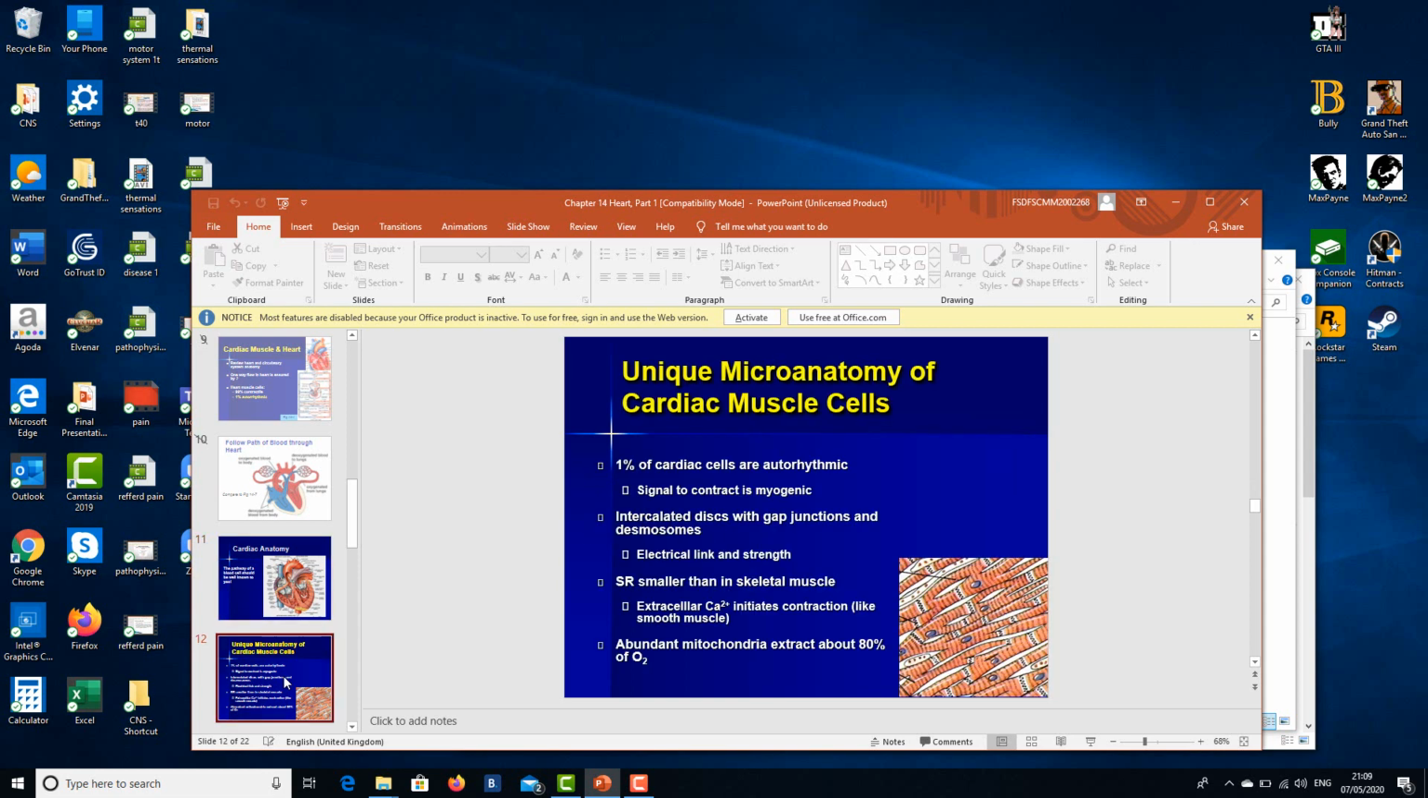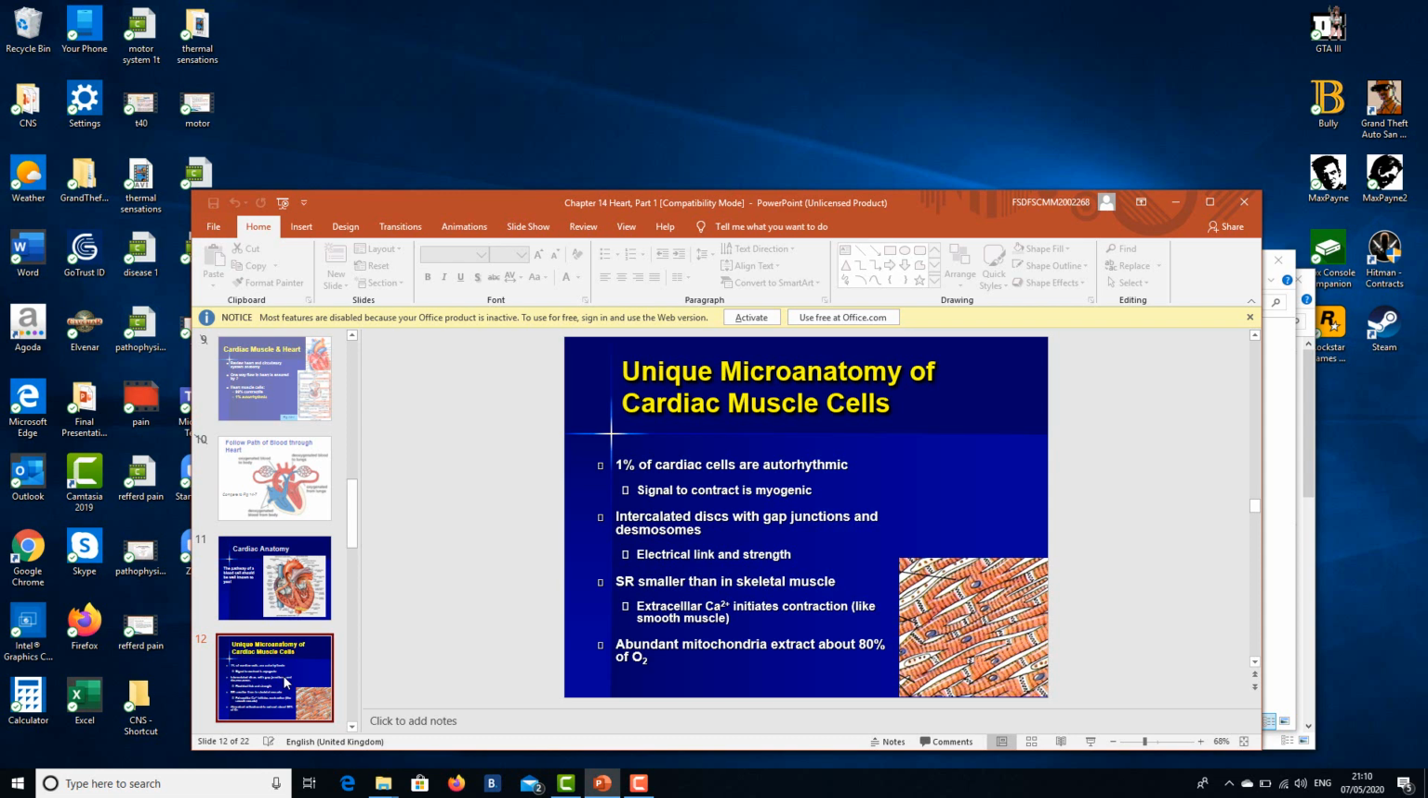Now we should know about the unique microanatomy of the cardiac muscle cells. As I have already told, there is presence of 1% of the cardiac cells which are autorhythmic. And what is this autorhythmicity? That is that they are going to rhythmically contract by themselves. That is, the signal to contract is myogenic. It is not neurogenic as it is in case of skeletal muscles. Now, how is it possible? How is this conduction taking place?